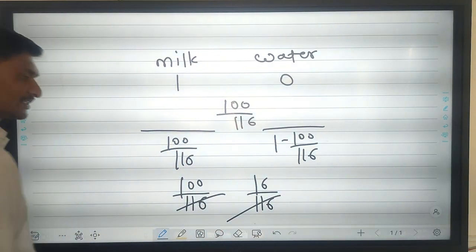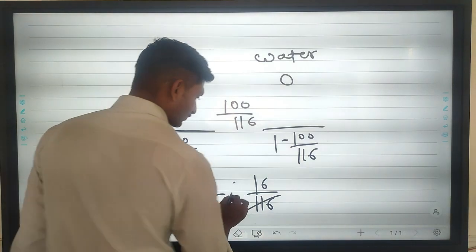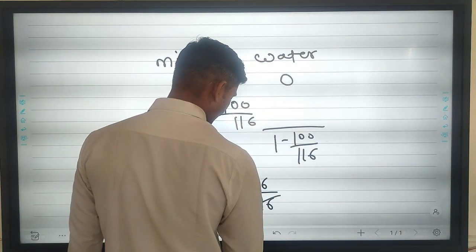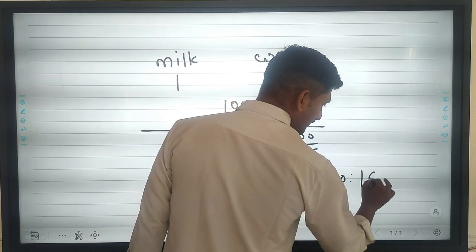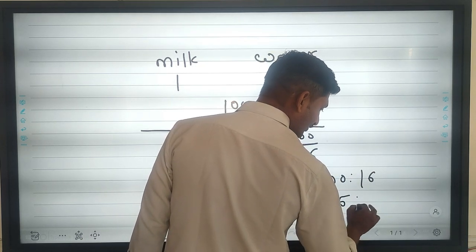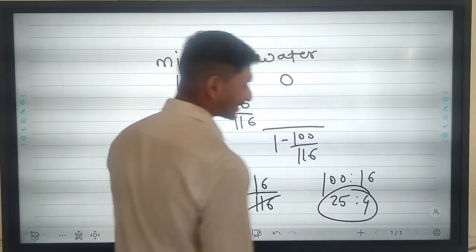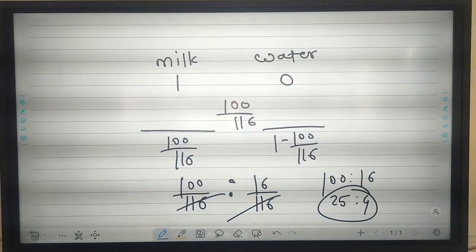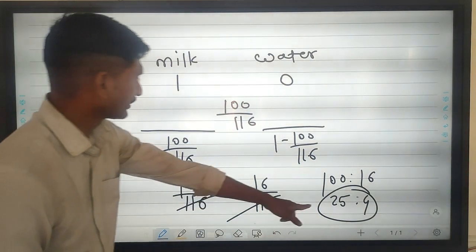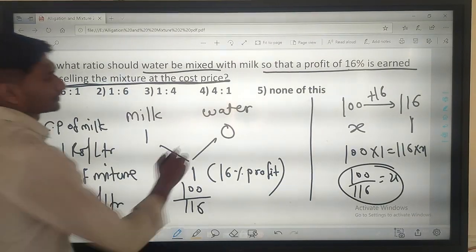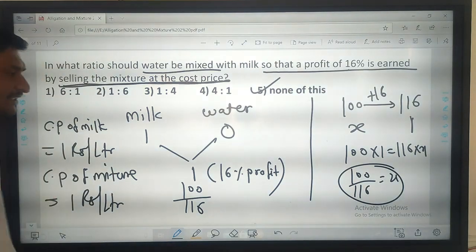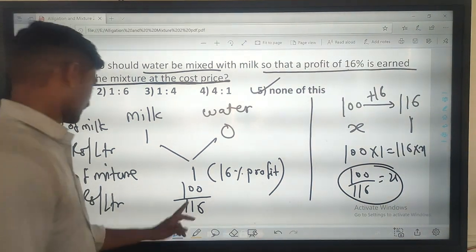The 116 cancels. Now the ratio is 100:16, that is 25:4. Your answer is 25:4. Next.